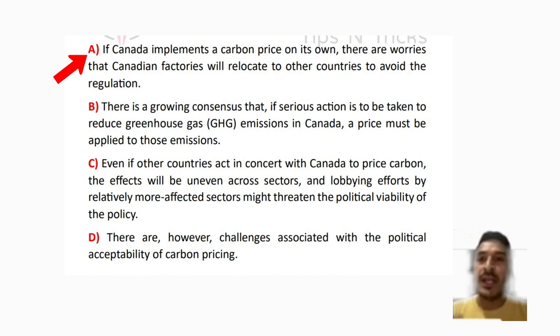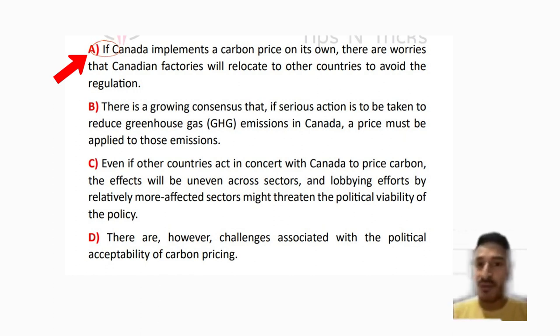So guys, in the A option, if Canada implements a carbon price on its own, there are worries that Canadian factories will relocate to other countries to avoid the regulation. So the sentence is starting with if. If Canada implements a carbon price means something happened before this option. Use your brain as well.